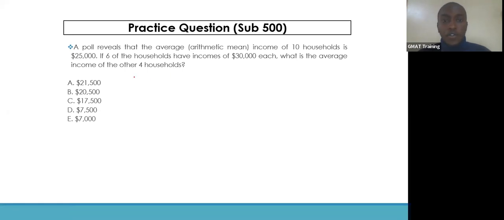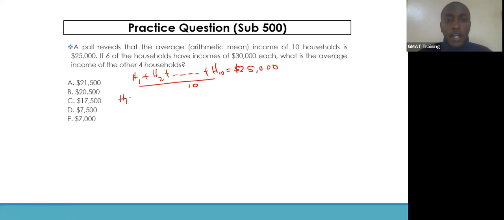We know that household 1, household 2, added all the way to household 10, divided by 10 equals 25,000. Let's think of this in terms of the total value, and this also helps when answering these main questions. Therefore, the addition of the incomes of these 10 households, all the way to household 10, equals 25,000 times 10. That's $250,000.